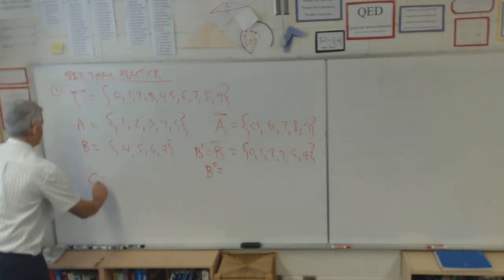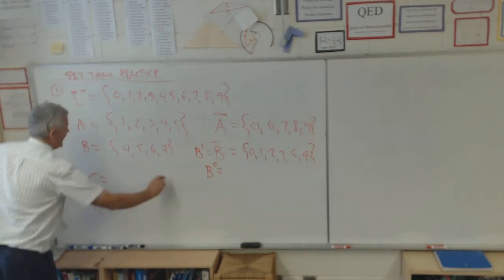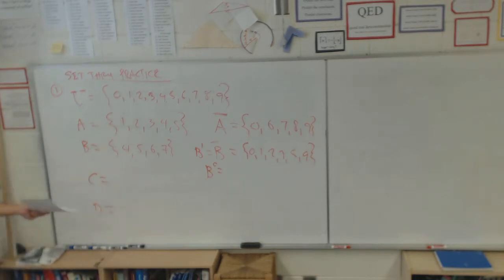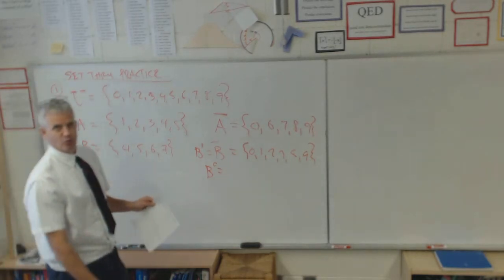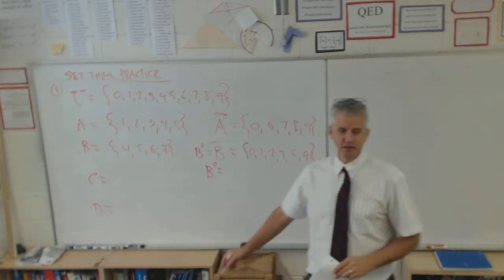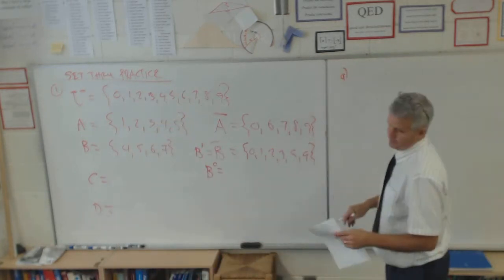Okay, and then we have C and we have D. As on your sheet, you should be able to figure out the complement of C and the complement of D. And then they start asking some questions. Okay? So, one more for Josephine.